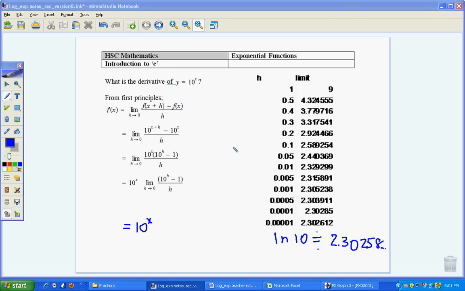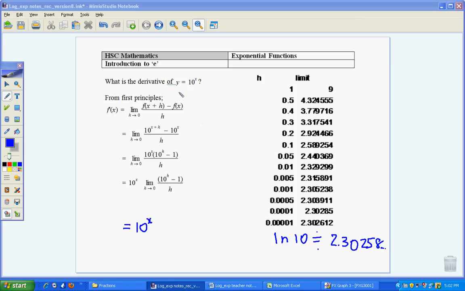Now it's time to have a look at what the number e really is and where we get it from. What we want to do in this topic is derive and integrate exponential functions and logarithmic functions. So what we want to do first is have a look at where e comes into play.